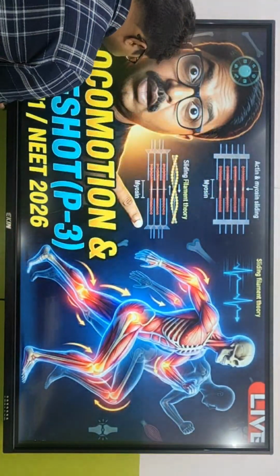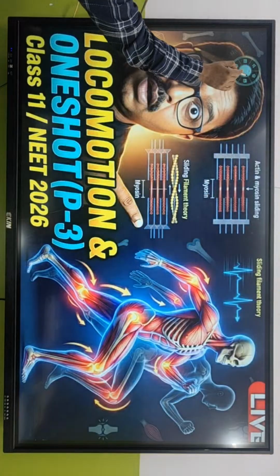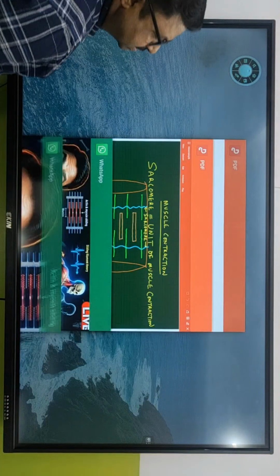So it's very important we understand these two topics. What we have already covered in the last class is about muscles. Today I'm going to give a recap of the sliding filament mechanism, and then I'm going to start with the bones. Okay, so let us start with the topic: the sliding filament mechanism.